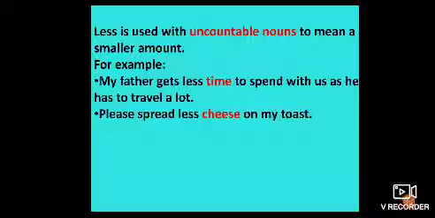Less is used with uncountable nouns. You have seen that fewer is used with countable nouns, but here less is used with uncountable nouns. It means a smaller amount. For example, my father gets less time to spend with us as he has to travel a lot. Now time is uncountable, so here the adjective less is used. Less time to spend. Here it means a smaller amount of time. That's why less time is used.